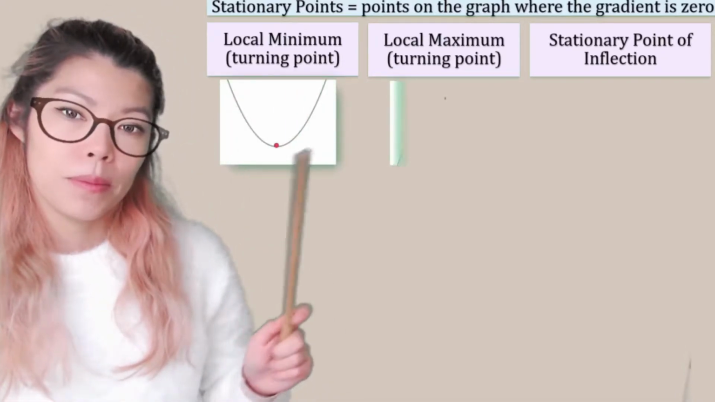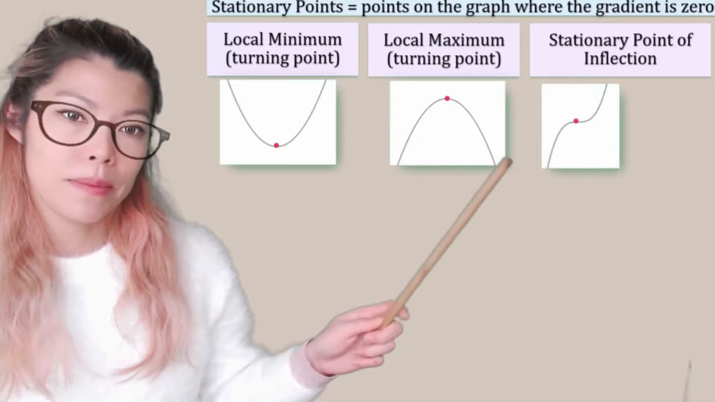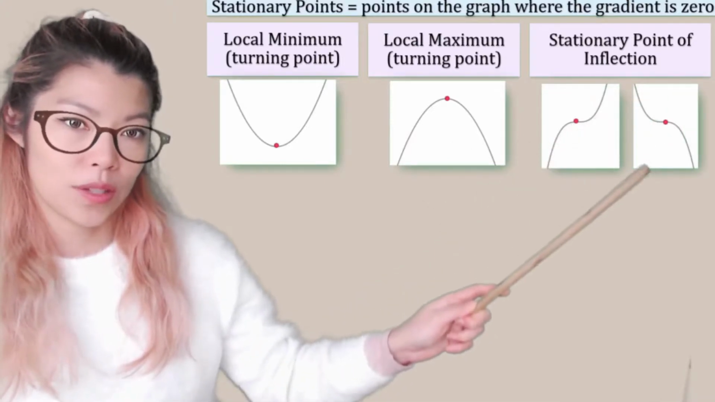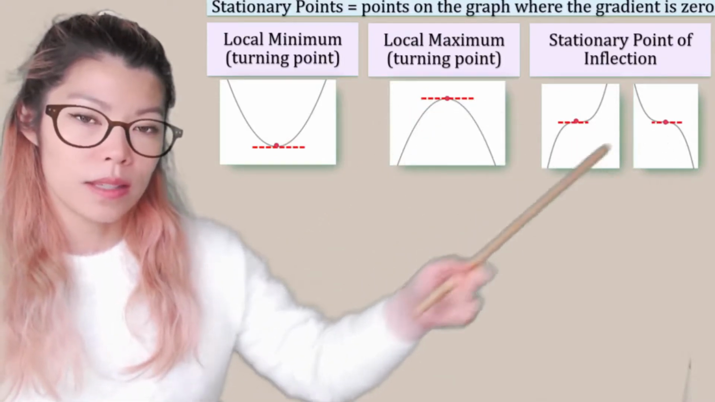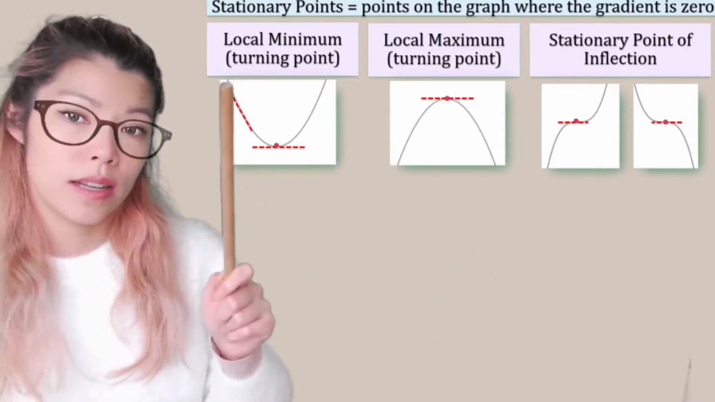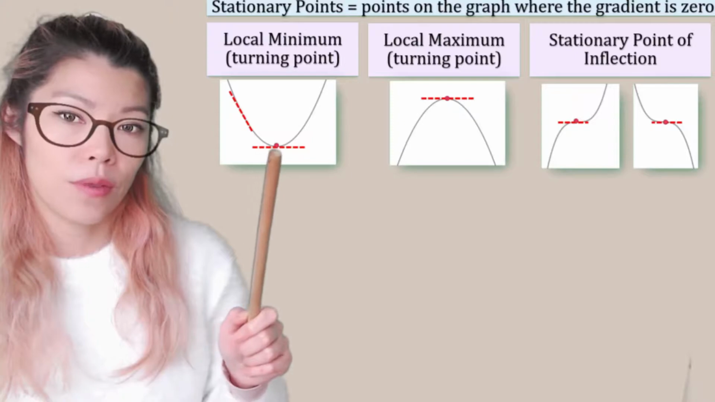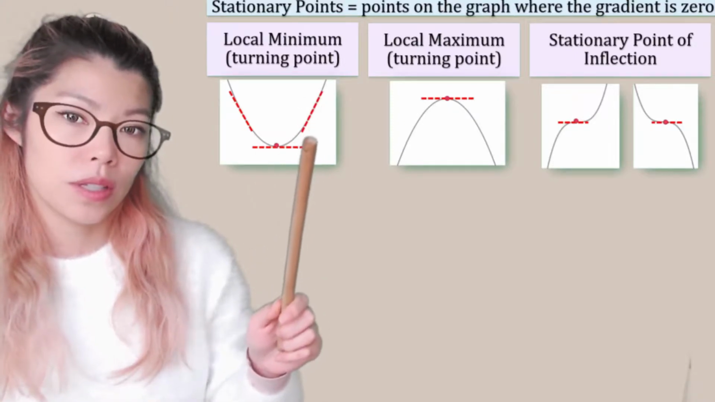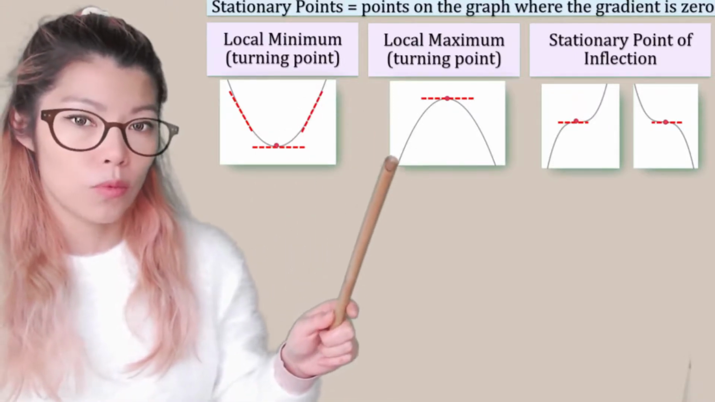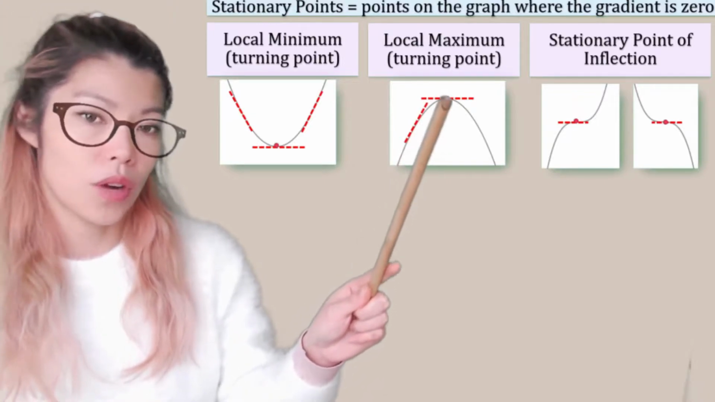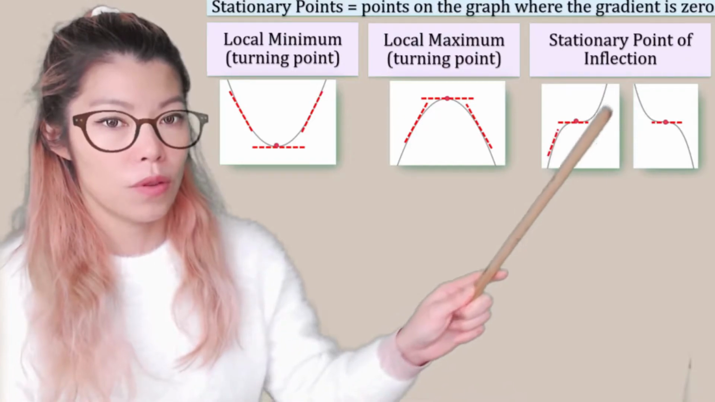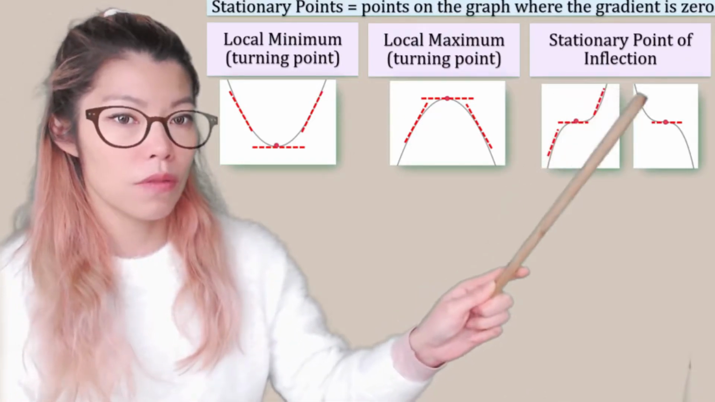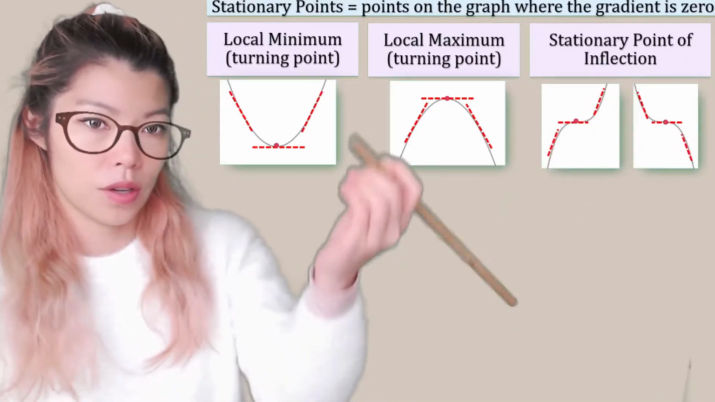And there's also a stationary point of inflection. Now a local minimum looks like this. That's a local maximum, and that's a point of inflection, and so is that one. We notice that the gradient is 0 at those points, but right before a local minimum the gradient is negative, and right after it's positive. Whereas for a local maximum, right before it it's positive, and right after it's negative. For points of inflection, before and after they're either both positive or both negative.